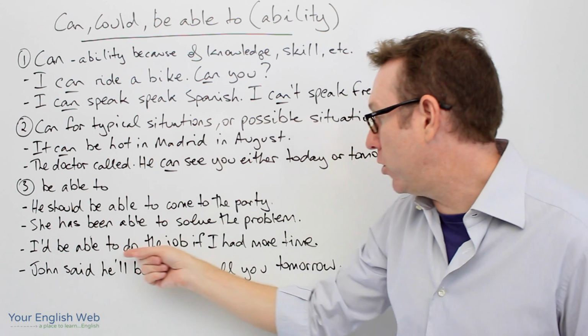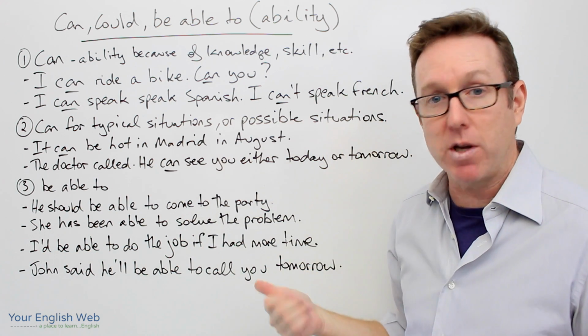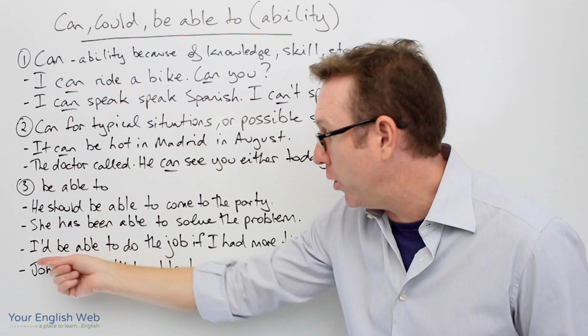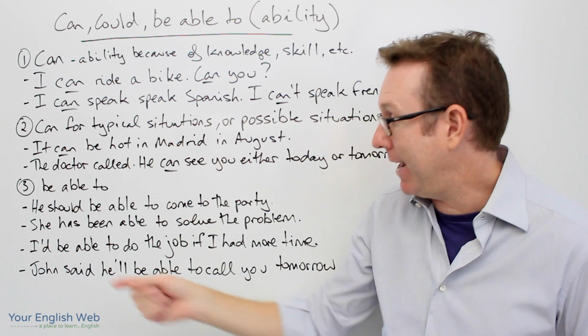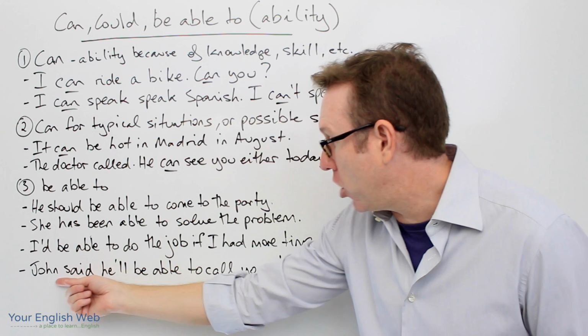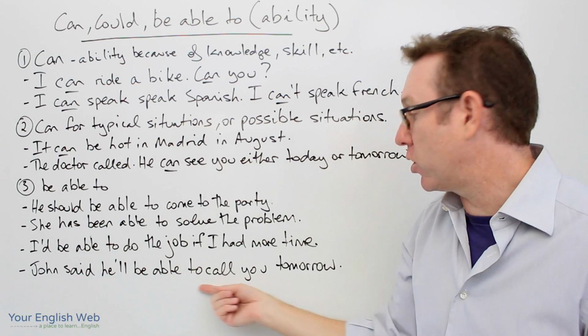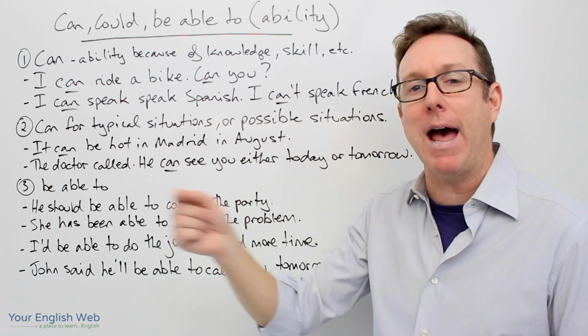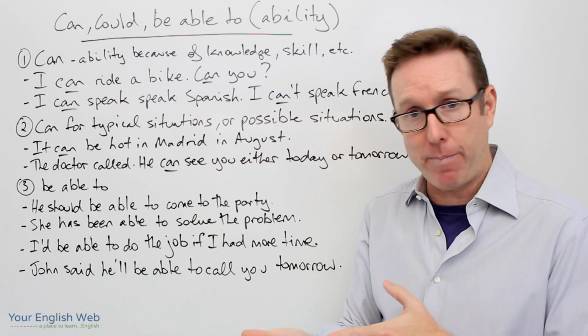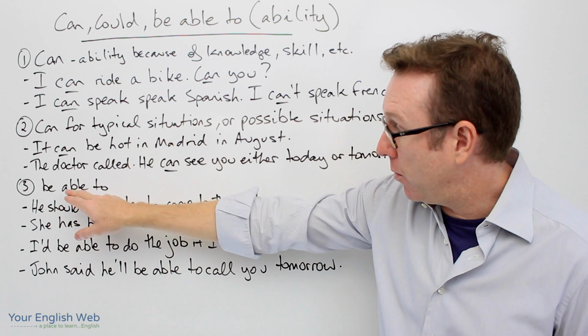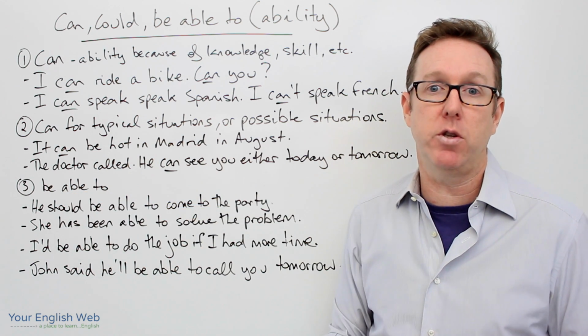I'd be able to do the job if I had more time. Conditional tense. Again, here with would. I would be able to. Okay? We can't say can here. And the last one. John said he'll be able to call you tomorrow. He will be able. So the problem with can is that we're limited for the present and for the past with could. So be able to is the substitute.